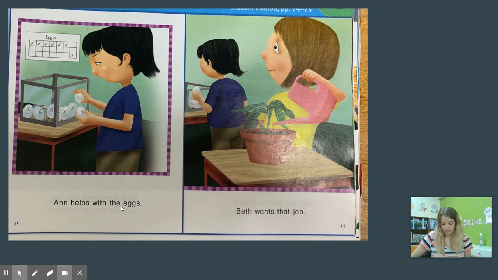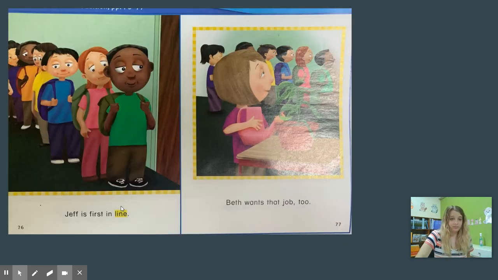All right, so what jobs have we read about so far? We read about Beth's job is watering the plant, Max's job is taking care of the rabbit, and Anne's job is taking care of the eggs.